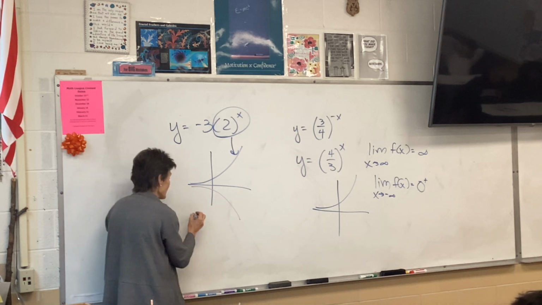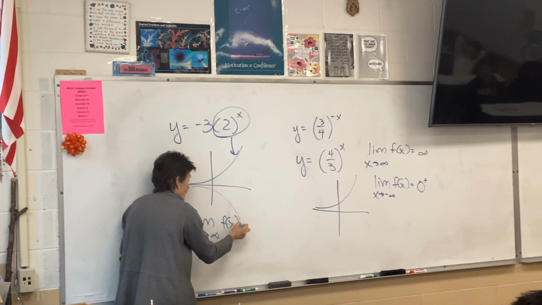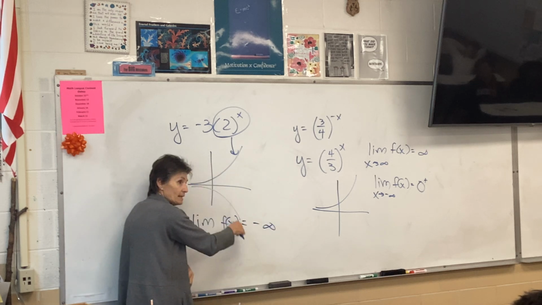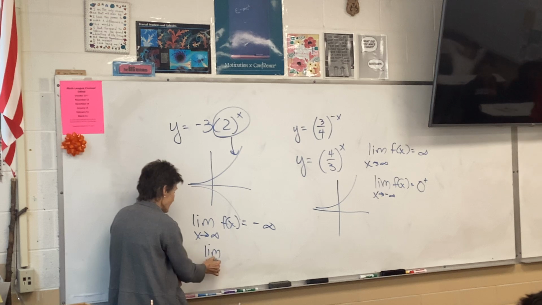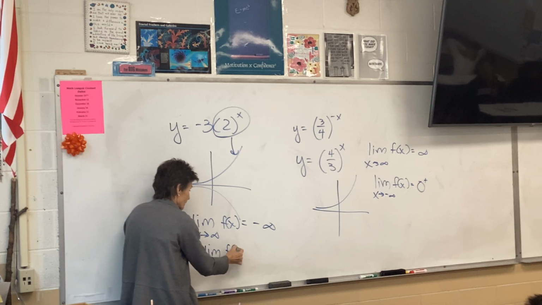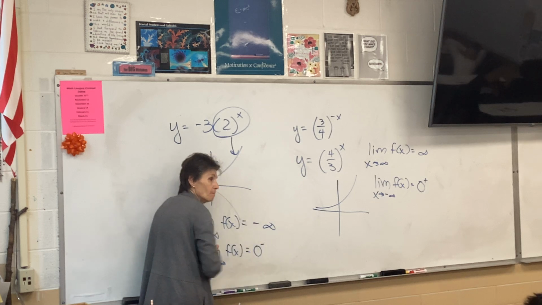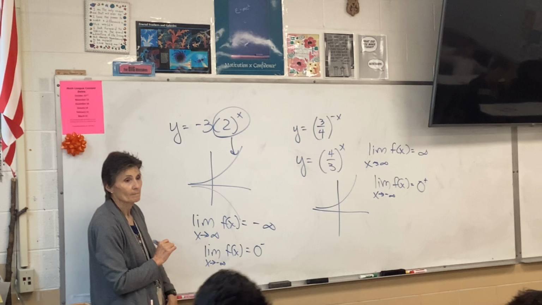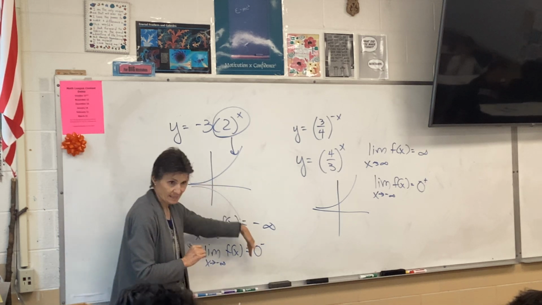Right? So what is the end behavior then? Well, on the right side, it's going to be negative infinity. And on the left side, it's going to be 0 from the bottom because we turned it upside down. That is not growth. That is decay.